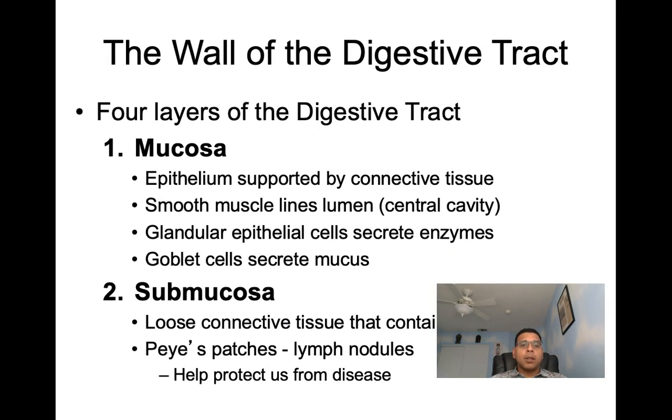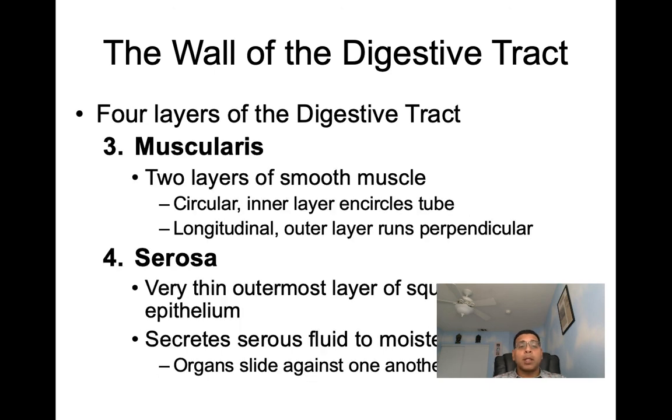All right, next in here, let's talk about the wall of the digestive tract. I'd like you to know the structure of the walls of the stomach, the small intestine, and the large intestine are all going to be composed of 4 layers. First, we're going to have the mucosa. Second, the submucosa. Third, the muscularis. And then fourth will be the serosa.